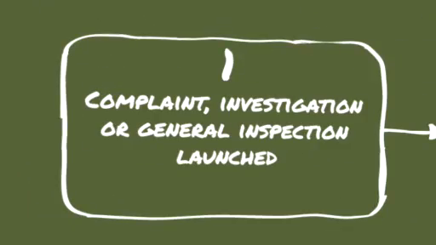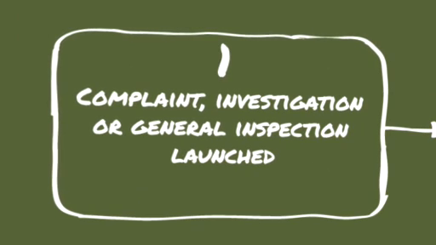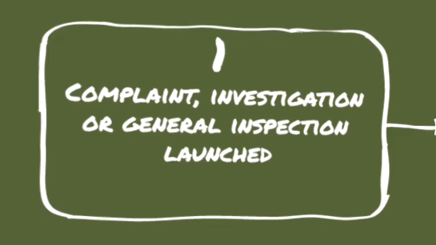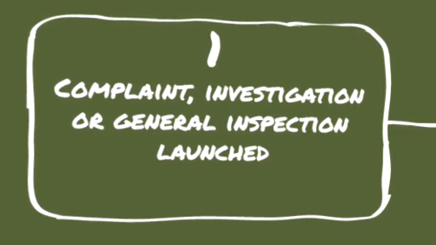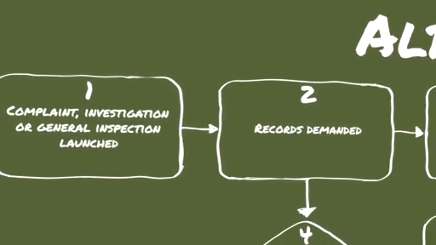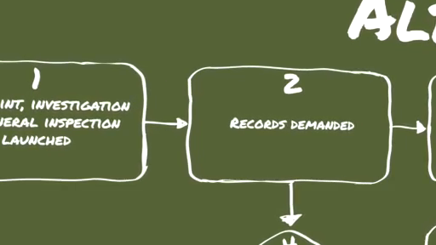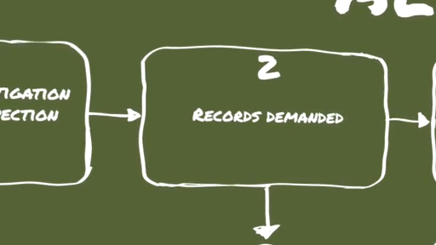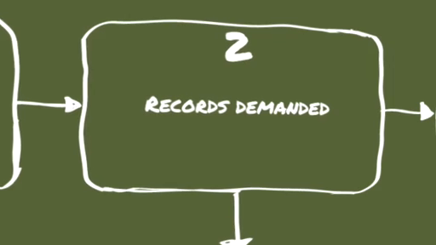The process starts when a complaint is filed with employment standards or an employer is identified for a general inspection. Note that prosecution through the courts is possible for making an untrue or fraudulent complaint. Next, an officer notifies the employer of the investigation or inspection and issues a formal demand for the employer to produce payroll records. The employer will be given a specific time period to do so.